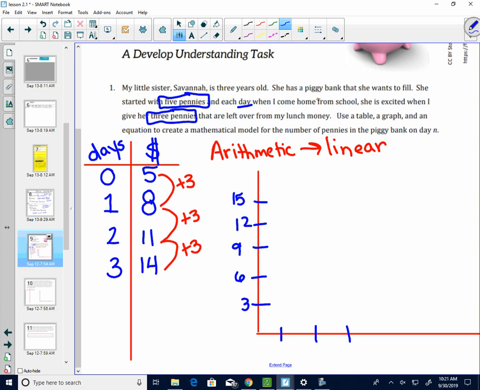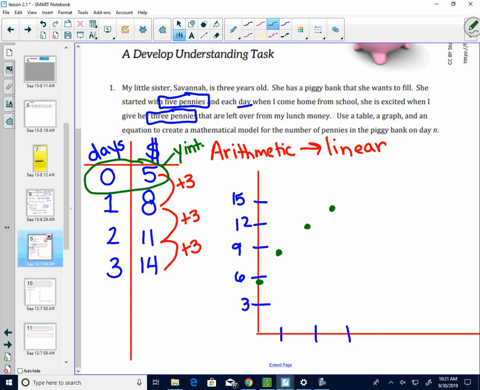So on the 0 day, she started with 5 pennies. So this becomes our y-intercept. And that's important. That is where this line touches or crosses the y-axis. Day 1, she had 8 pennies. Day 2, she had 11 pennies. Day 3, she had 14 pennies.